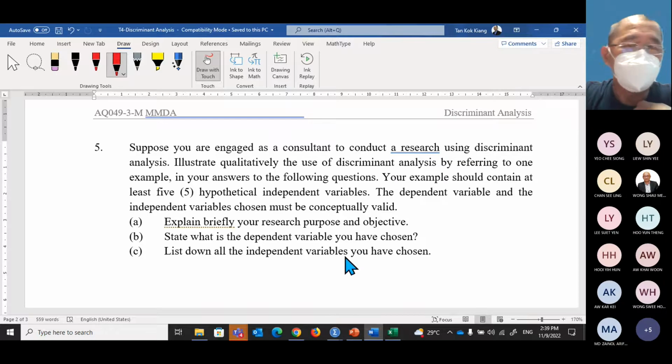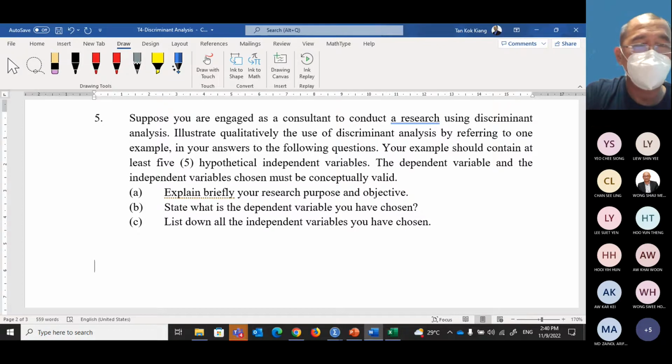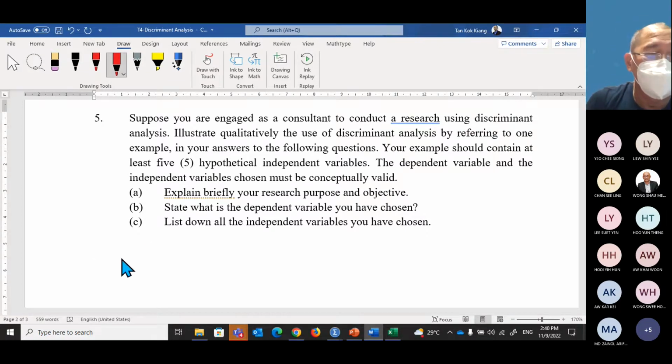Because the independent must be metric. So you may see this example, I am thinking of this. It may help to find the independent variables. This is based on the latest trend. I think the iPhone 14 was just launched. So, buy or not to buy.